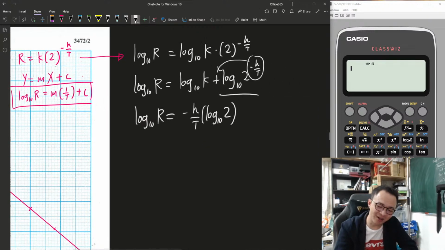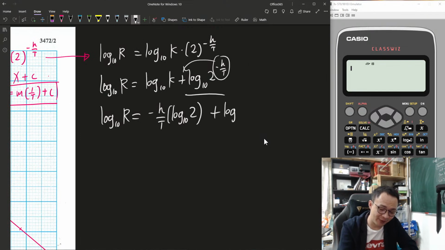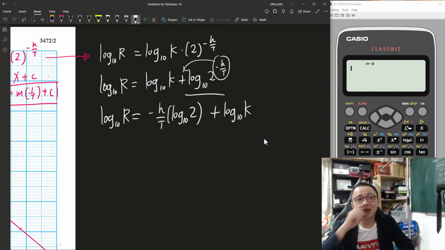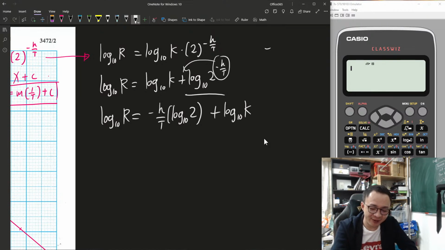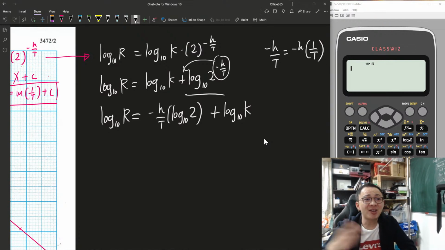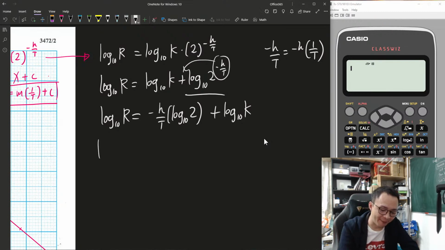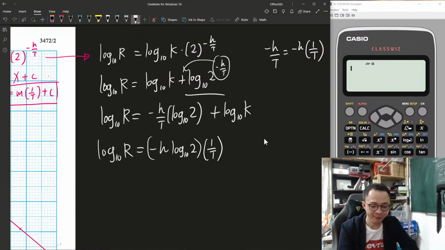You might ask, so where's the log 10 k? I put it at the back here, okay? Log 10 k. Now I want to do something a bit crazy, but if you get it, it's very simple. Negative h over t, can I say this is negative h multiply 1 over t? Yes, right, because negative h multiply 1 over t is still negative h over t. So I want to separate them like this. The negative h log 10 2 is here, then 1 over t, I put at the back here. If I multiply it back, I actually get back the same thing as the top there.